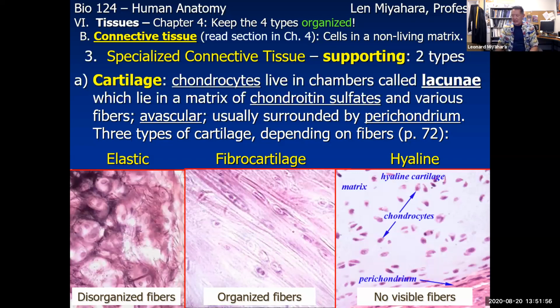Now, I tell students that I teach defensively, which means I teach to minimize student complaints. And so if you look at that figure on the right, I would never use that in a lab quiz because you cannot see the lacunae. If I use any slide of hyaline cartilage, you'll see the lacunae. Everybody got it? But you won't see fibers, okay? Black, disorganized elastic fibers. Pink, roughly parallel, organized collagen fibers. Then here you can't see fibers. Any questions?